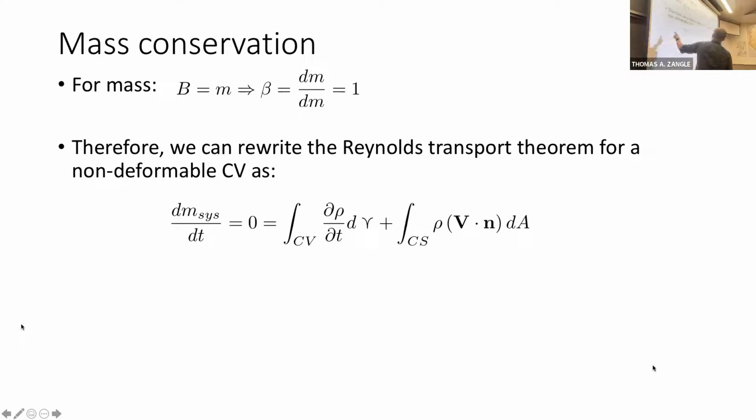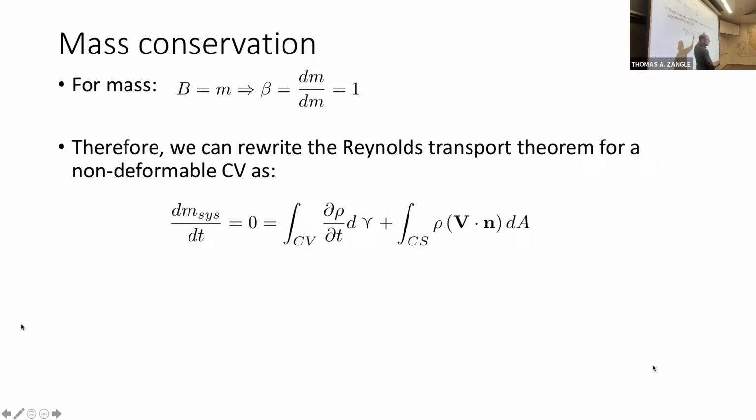So for a non-deformable control volume, so we have a control volume that's constant in size, because we haven't really considered what happens if the control volume can deform, we end up with this expression where I've also said that mass is conserved. There are no sources or sinks of mass. We're considering the mass of a fluid. We have that smoke generator, we have sources of smoke. But when we're considering just a single phase, just a single type of fluid, there's no generation or destruction, so we have zero here.